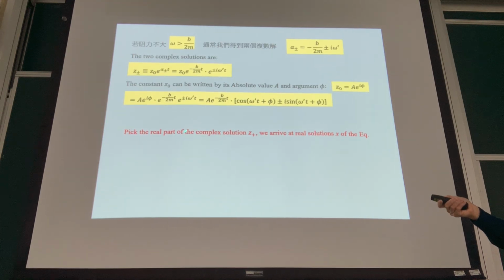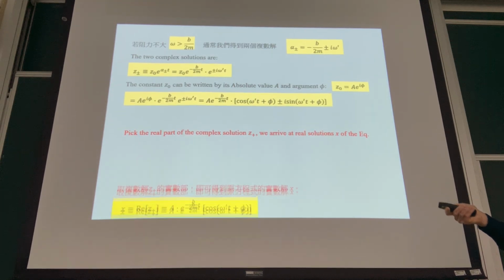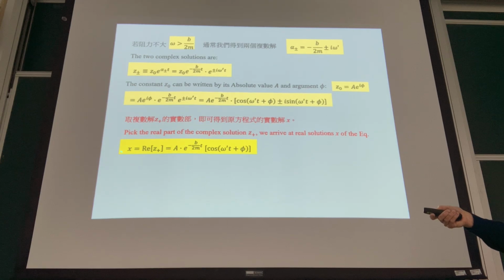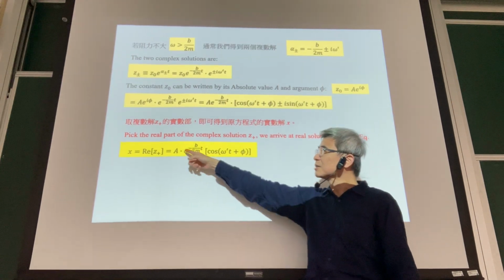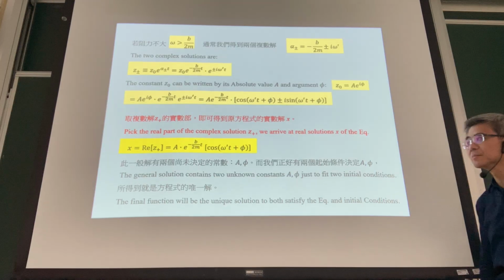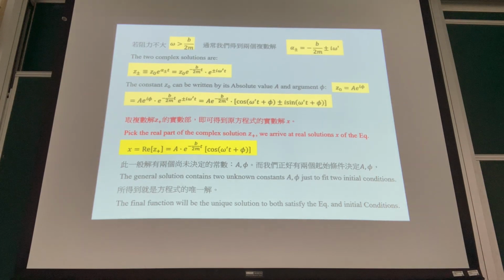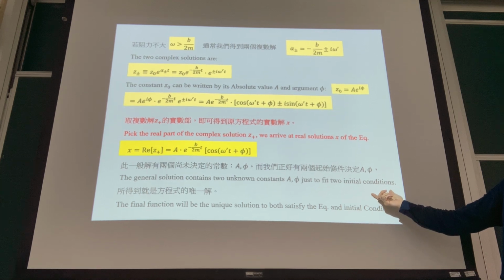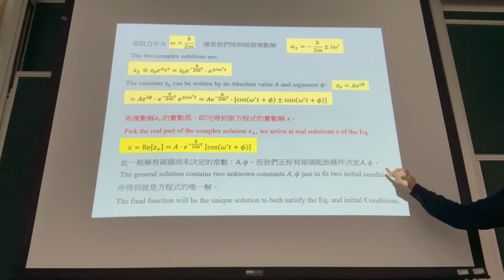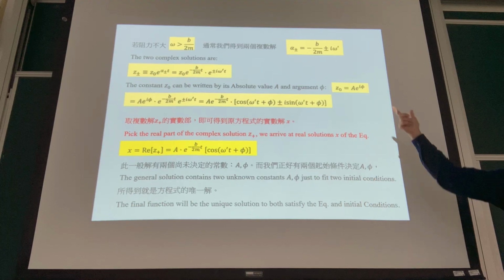So we pick the real part of complex solution z plus. We arrive at x equal to A times exponential minus b over 2m t, cosine omega prime t plus phi. The real part has two unspecified constants, A and phi, and we can use them to fit the initial condition. After that, the solution will be the unique solution of our question.